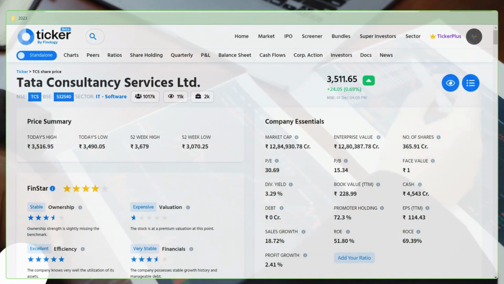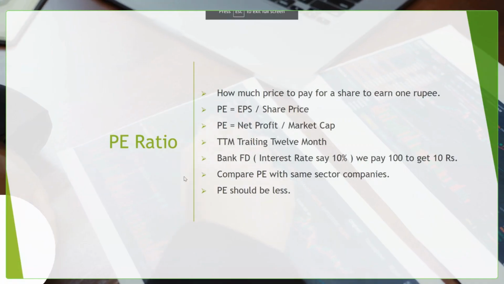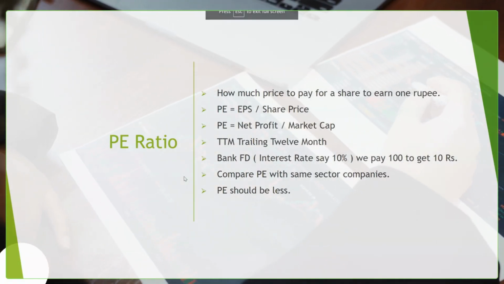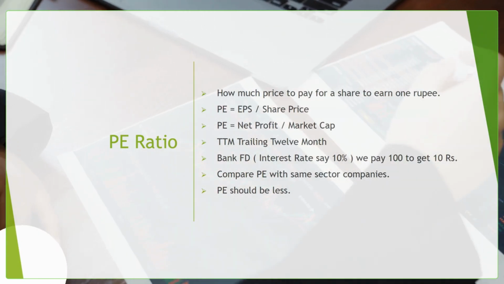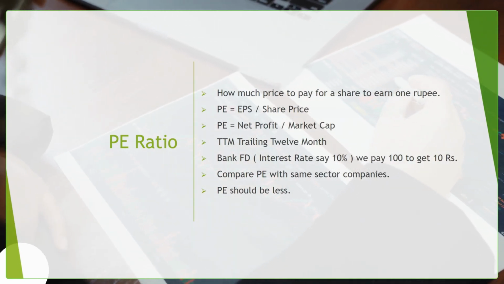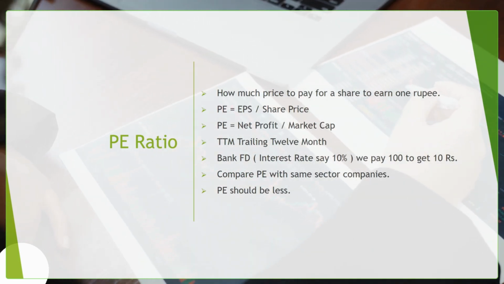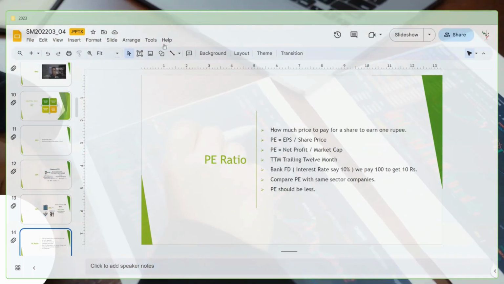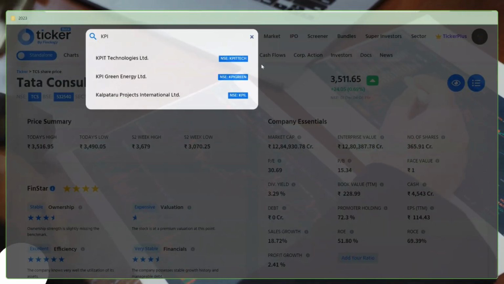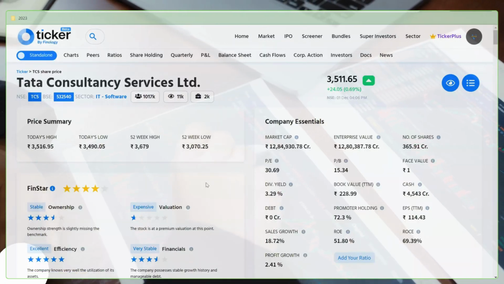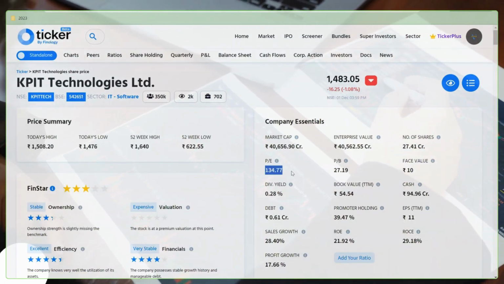About P ratio, we should consider other things too. When we are considering P ratio, we should compare apple to apple, not apple to orange. What do I mean by that? If you're comparing Infosys, you should compare with other IT companies. Let's consider KPIT. KPIT's P ratio is quite high. You have to pay 134 rupees.